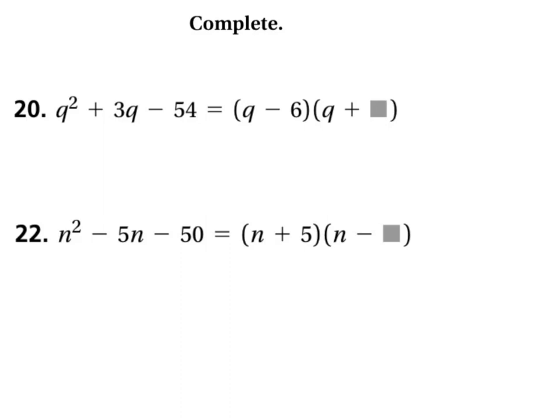Okay, just like the two problems at the start, the only way that you're going to get this negative 54 here in the trinomial is if you had two numbers in the binomials that multiply to negative 54. So you've got a negative times a positive, and 6 times what gives you 54? Well, 6 times 9. So you have a negative 6 times a positive 9 will give you that negative 54. So the missing value is 9.